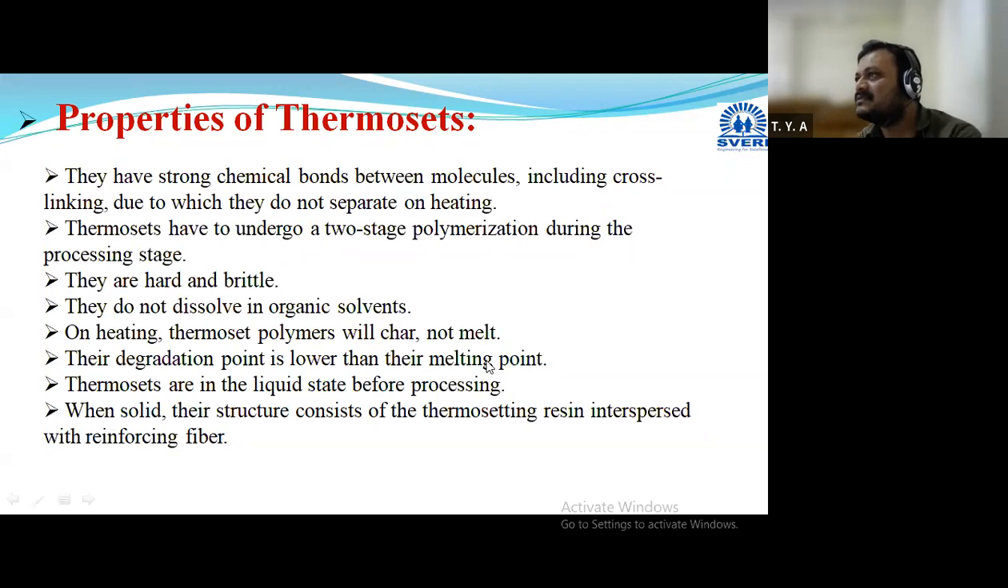Okay, and they do not melt very easily. Then their degradation point is lower than their melting point. Then the thermosets are in liquid state before their processing. This will be in liquid state only. And thermoplastic materials are in solid state before processing, and these are in liquid state.